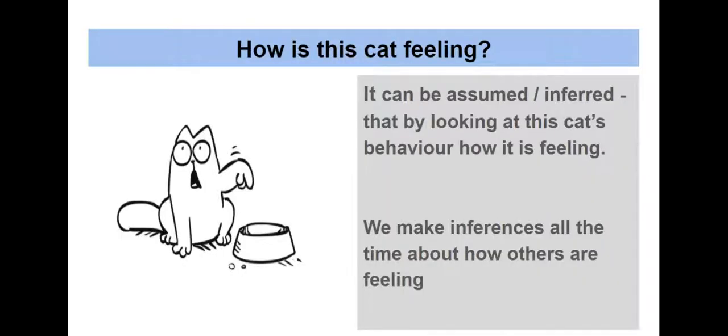Right, let's go back to inference. Now, if any of you have got pets and your pet tries to communicate to you, by your dog going to get its lead or your cat pointing at its bowl, then you can assume that either your dog wants to go for a walk or that your cat is telling you that it's hungry. So just by looking at your cat or your dog's behavior, you are assuming how it is feeling. So you are inferring what is actually going on and whether the cat is hungry or the dog wants to go for a walk.